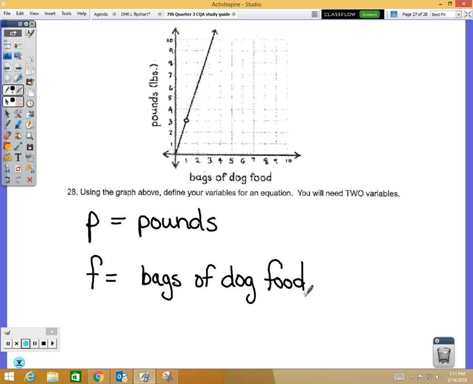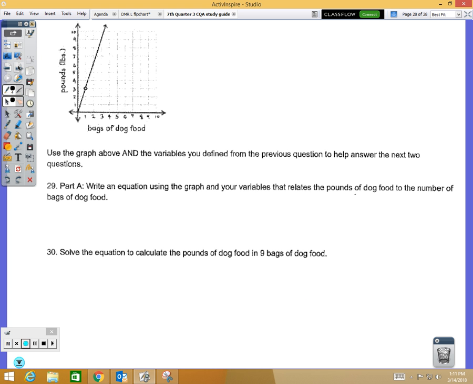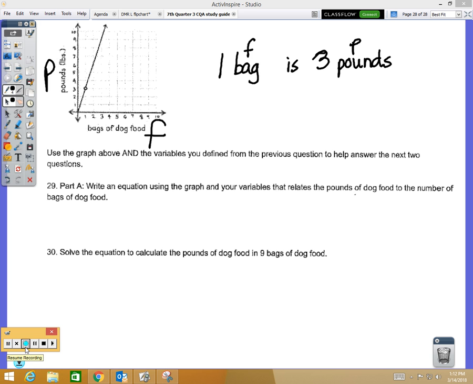All right, so the next thing that we're going to do, and this is question 28, is we are going to write an equation for this. So again, we said this was P, and we're saying this is F. So let's look at this. In one bag of dog food, one bag, and again, that's F, there are how many pounds? 3 pounds. Whoops, I'm going to put a P up here. In one bag, there are 3 pounds. So we need to write an equation for that.